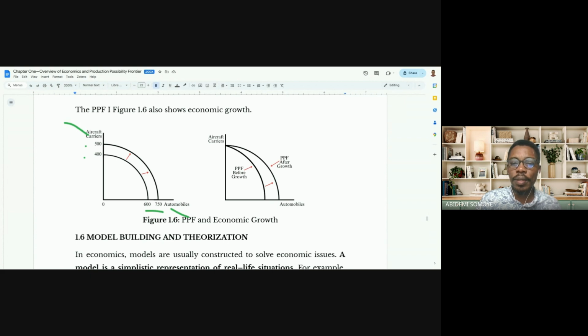What about when just one of them moves? For example, you are producing more automobiles while aircraft stays the same. It is also economic growth. So economic growth on the PPF shows an outward shift. It could be the two variables, for example, aircraft and automobiles, but in the other one right here, it is just automobiles. So both of them demonstrate economic growth.